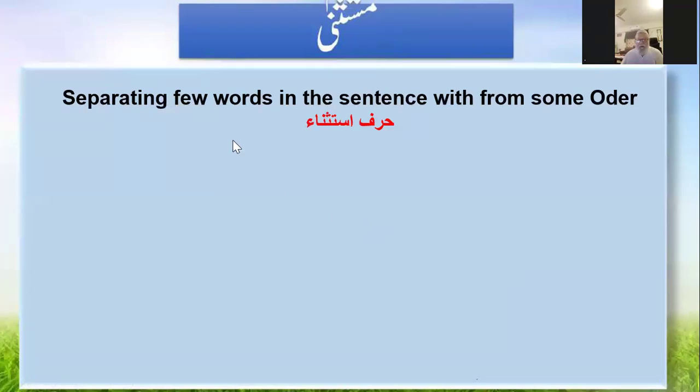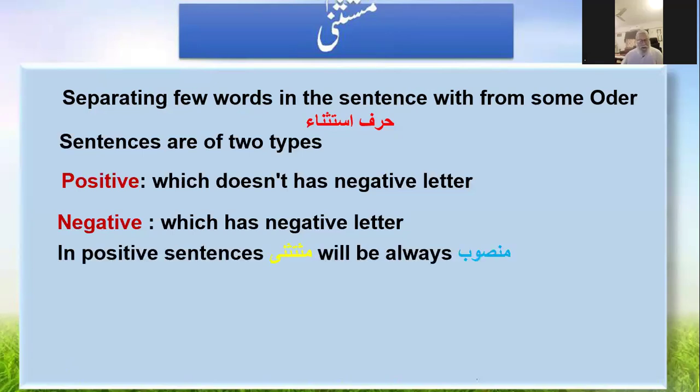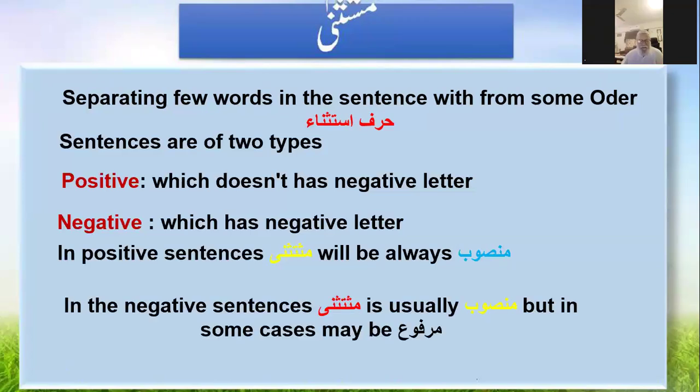Separating a few words in the sentence from some others is called mustasna. Harf istisna. The sentences are of two types: positive, which does not have negative letters, and negative, which has negative letters. Simple. In positive sentences, mustasna will always be mansoob. In case of negative sentences, mustasna is usually mansoob, but sometimes it becomes marfu.